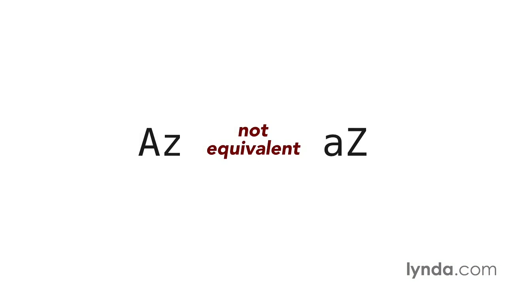Identifiers are case sensitive. Capital A, lowercase z is different from lowercase a, capital Z, so even though both of these say AZ, they are different identifiers.